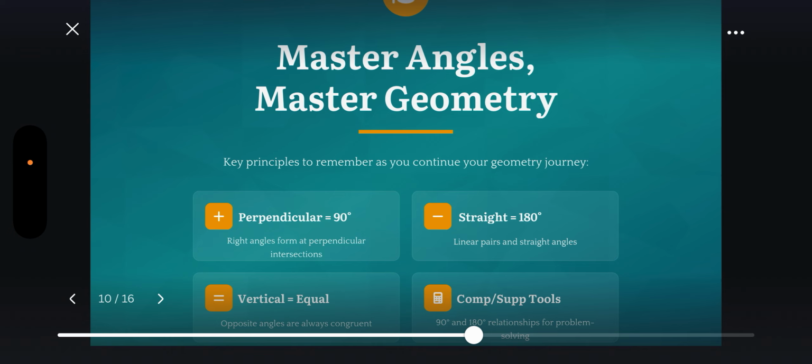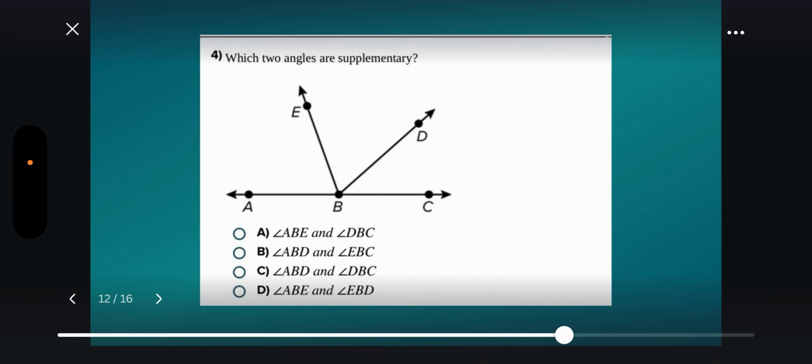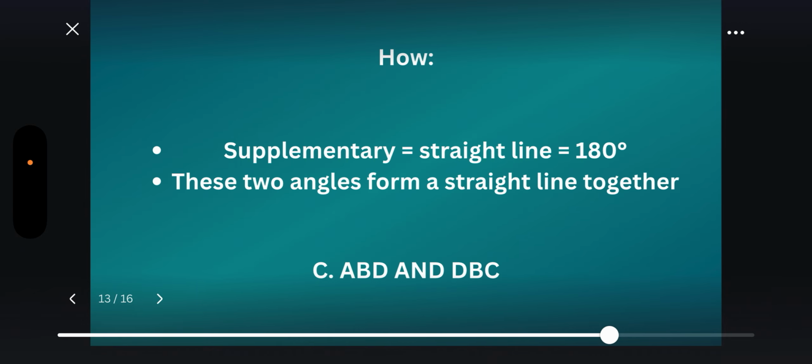This is just a quick summary of what we learned, along with some tips that we can use. This is question 1: what angle is formed by angle BA and BG? The answer is ABG. Which two angles are supplementary? The answer is C. This is the explanation.